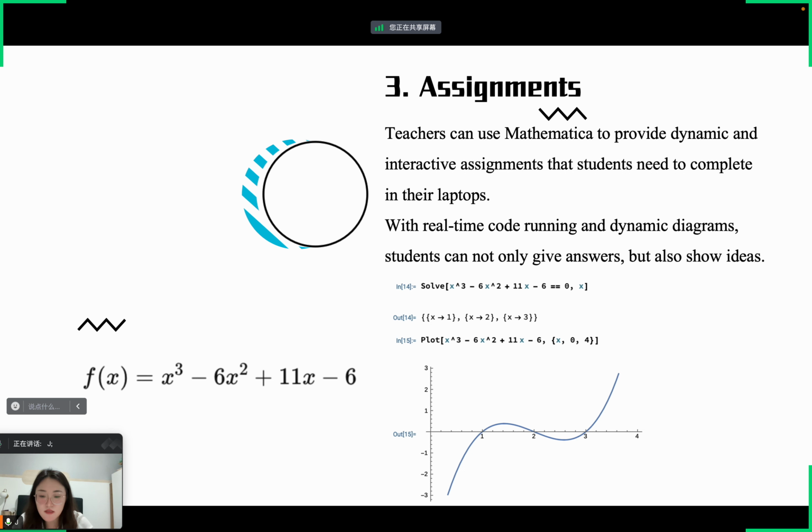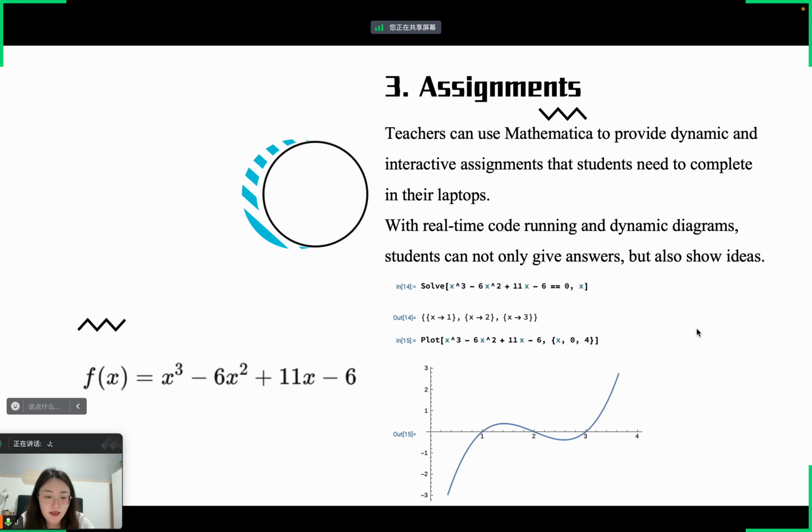Next up is the use of Mathematica in math assignments. In the past, when we wrote homework, we might need to draw the images of functions and calculate the solutions to equations, which were time-consuming and error-prone to do manually. But now, by writing dynamic notebooks in Mathematica, students record their thoughts and progress while solving problems.